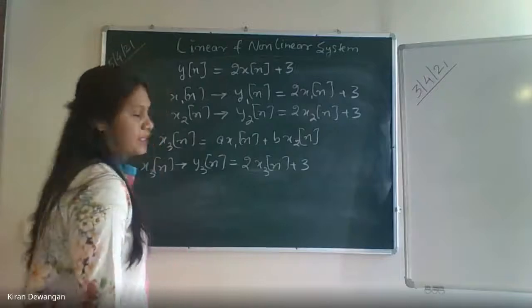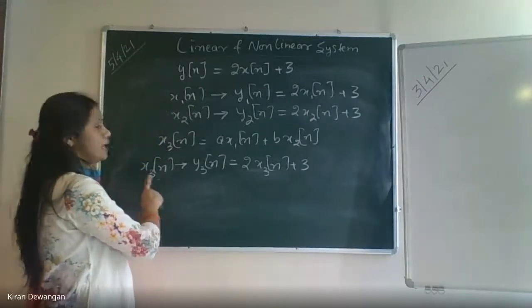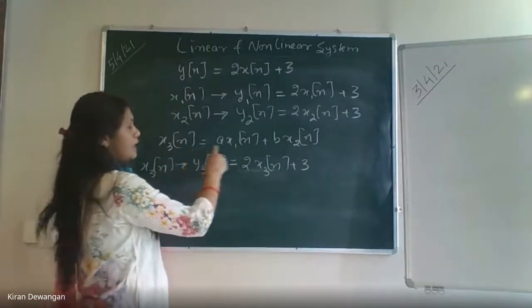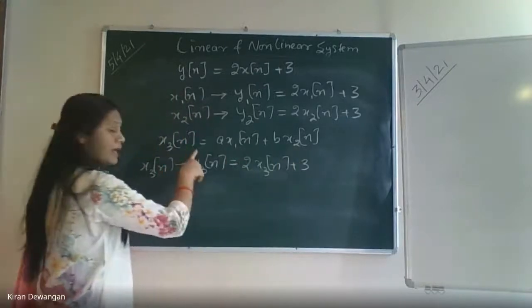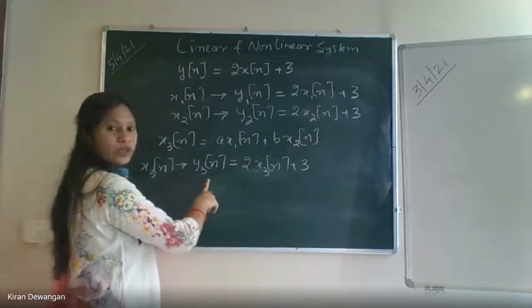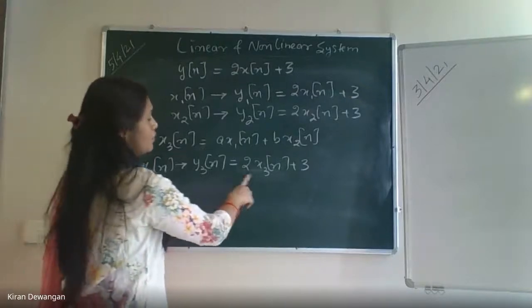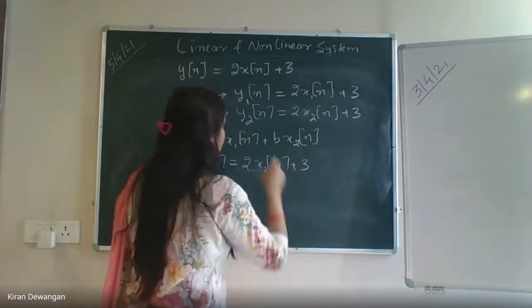Okay, let's check. Is it clear up to here? Just concentrate here now, everyone. Is this part clear? x3(n) is going to be a·x1(n) plus b·x2(n). Now when I apply x3(n) to the system, I'll get the output y3(n). Now this y3(n) will be 2·x3(n) plus 3.